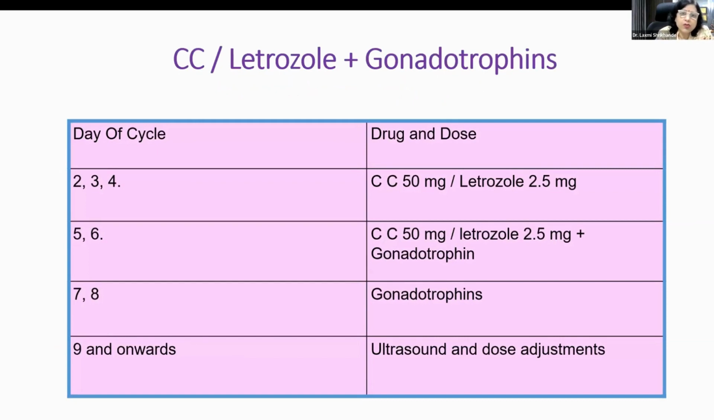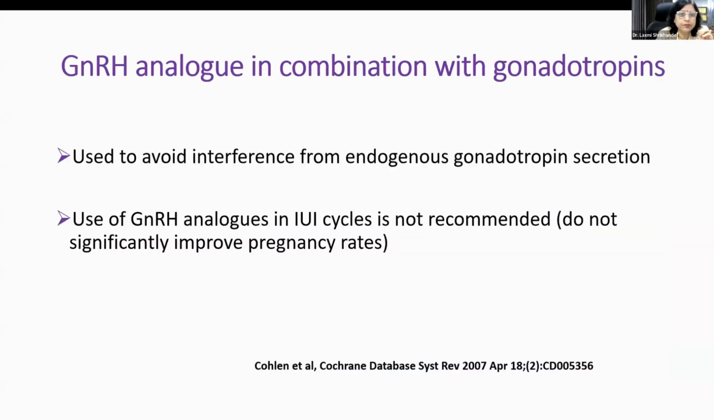So if you are using both, then on day 2, 3, 4, you are giving oral ovulogens. Day 5, 6, you are starting your gonadotrophins along with oral ovulogens. Day 7, 8, you are giving gonadotrophins alone. And day 9 onwards, you are monitoring this cycle by transvaginal ultrasound as I have already told you.